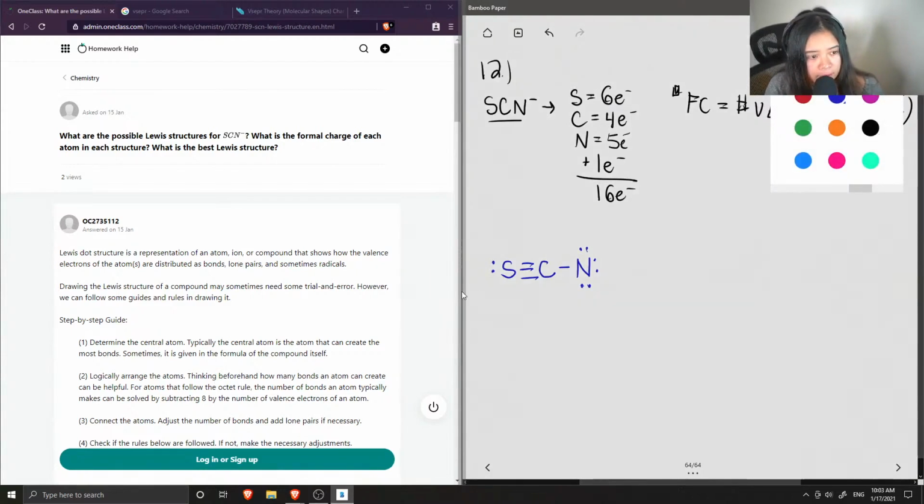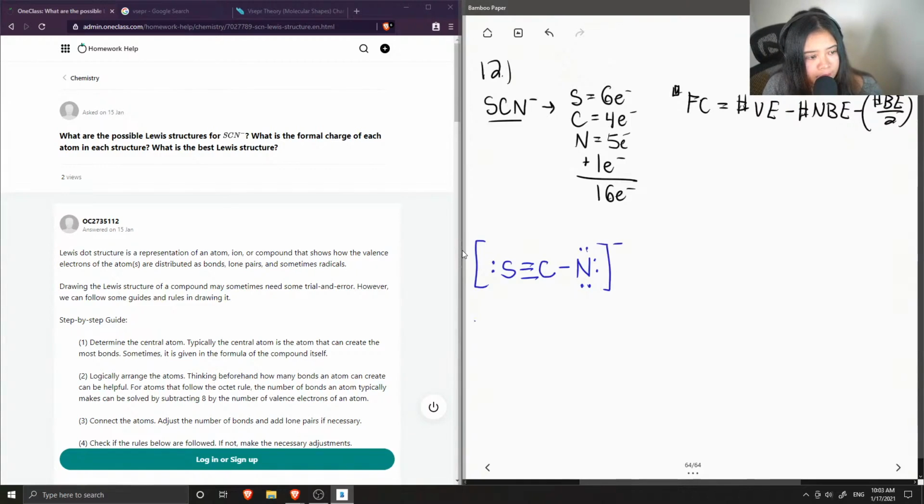Okay, so let's calculate the formal charge of this. For the sulfur, sulfur has 6 valence electrons. It has 2 non-bonding electrons. And there are 3 bonds to the sulfur, so there are 6 bonded electrons divided by 2. So 6 minus 2 minus 3 gives us +1. So we know that this sulfur contains +1 formal charge.